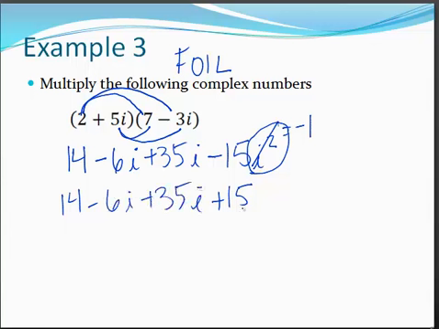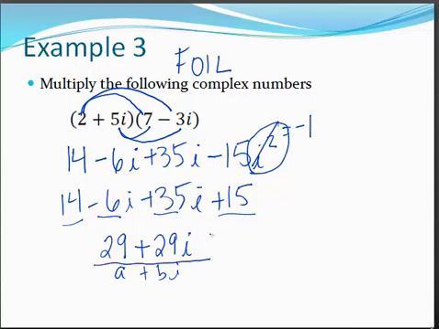And then I combine like terms. So 14 plus 15 is 29. Negative 6 plus 35 is also 29, but it has an i. You always want to write it in order a plus bi. Okay, so your solution to the multiplying problem would be that.